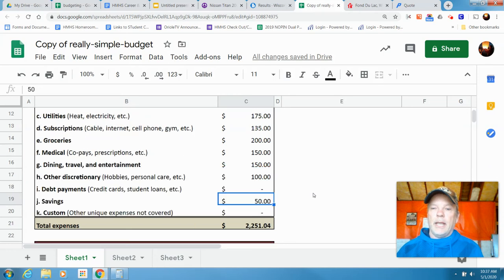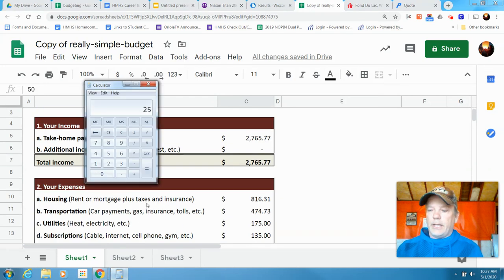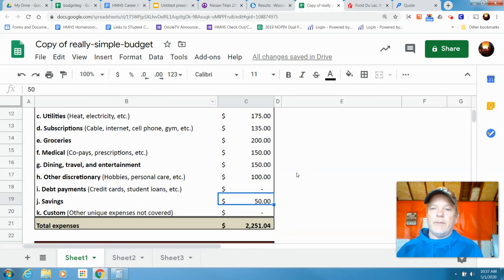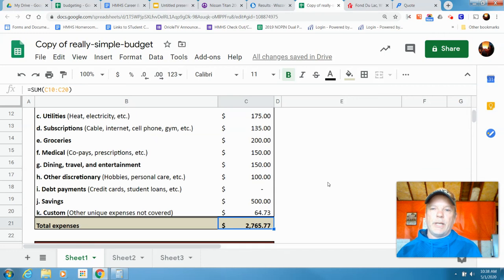And then savings, we recommend at least 15% of your income. So if I do the calculator, 2765 times 0.15, I need at least $414 for savings. So I think I'm going to put in 500. And then I have 6473. And I'm just going to put that in my custom, in my unique things. If there's stuff I forgot about to include, a little bit of discretionary or spending income. So now I have my budget. It is a zero-based budget, so that's what I need.